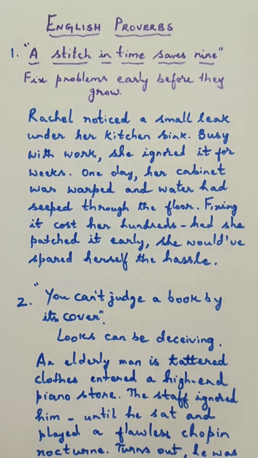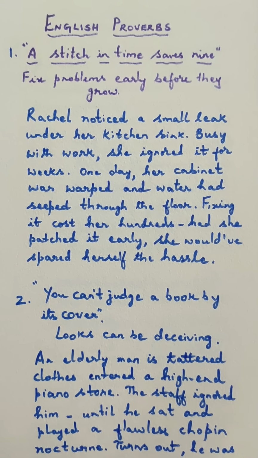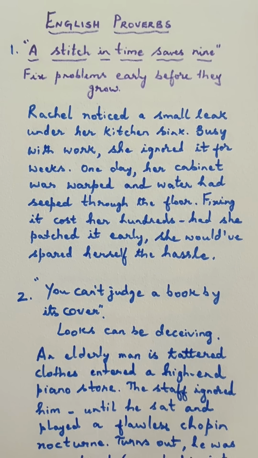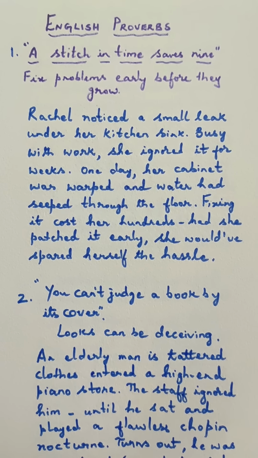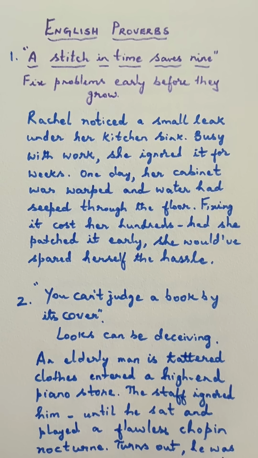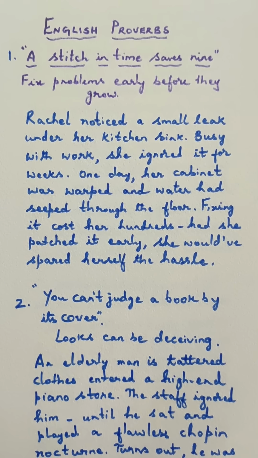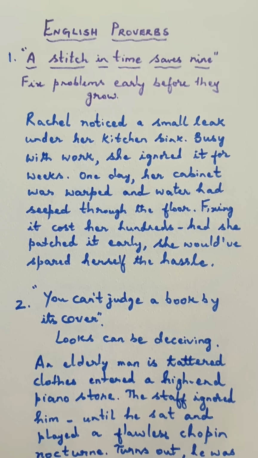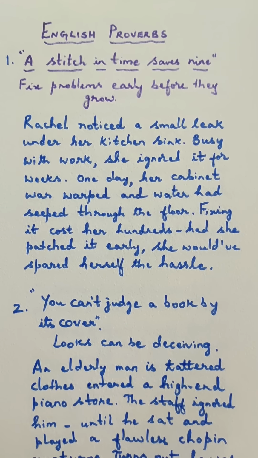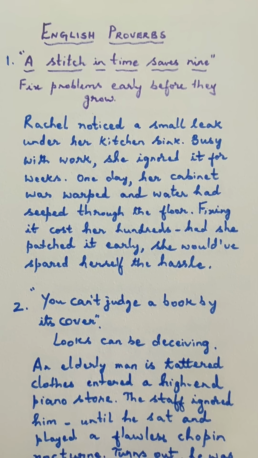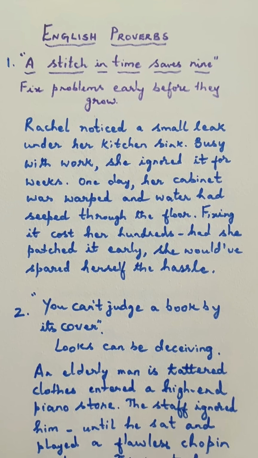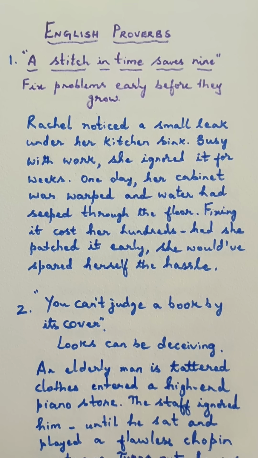Suppose, for example, your cloth, what you are wearing, is torn somewhere. That part, if you stitch it on time, you can reuse it again for many more times. That is the meaning. A stitch in time saves 9. Fix the problems early before they grow. Means correct the problems early, as soon as they happen, before the problem becomes more.